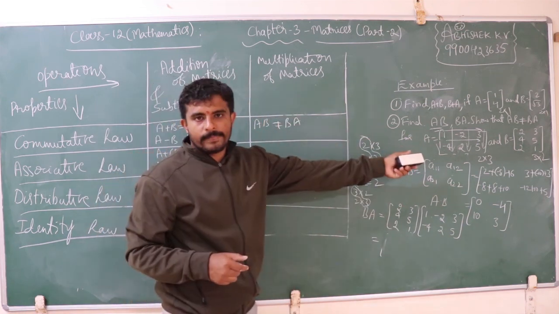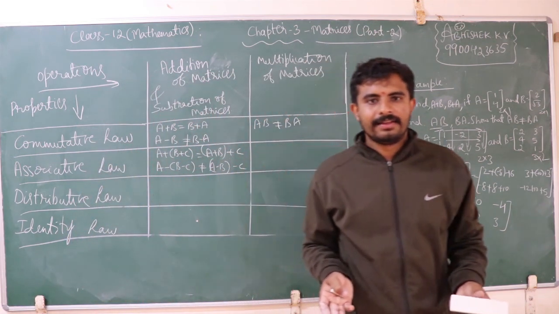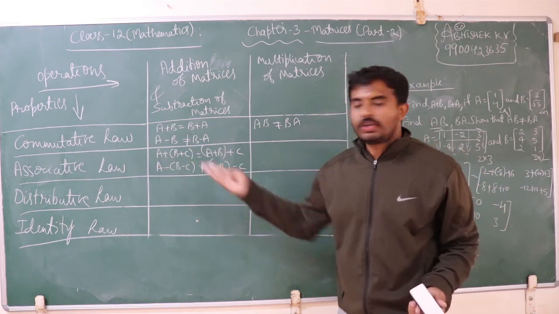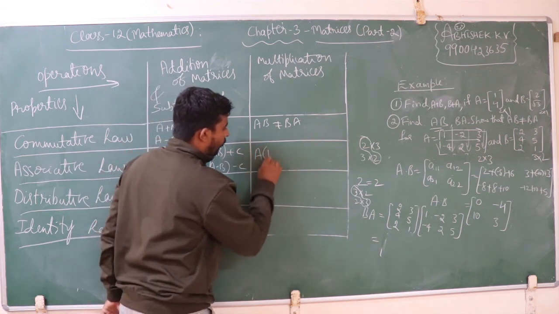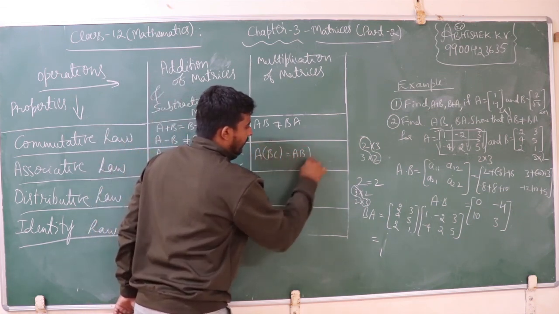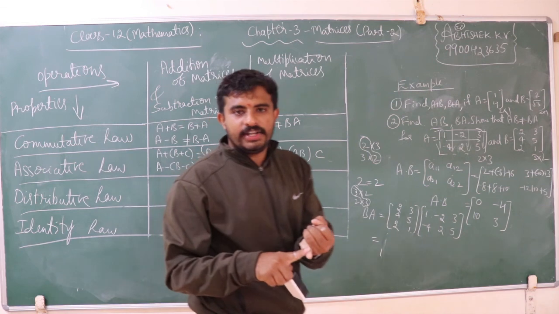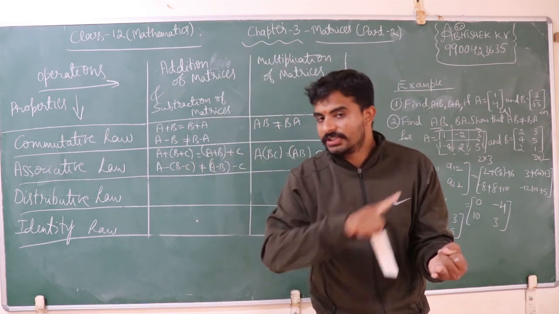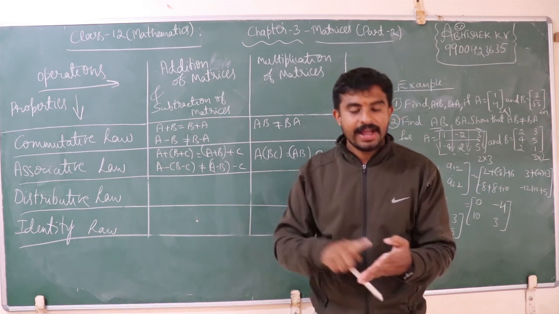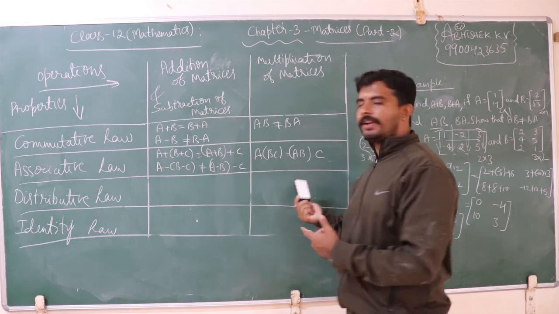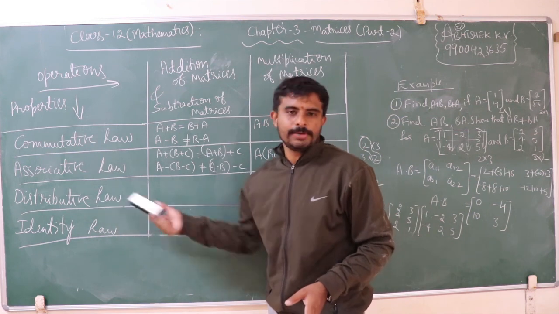So this is the example. The commutative property does not hold in the multiplication of matrices. Is it clear? What about the associative law? It holds. Consider any 3 matrices: A(BC) is equal to (AB)C. Therefore, the commutative law holds for addition of matrices but does not hold for multiplication of matrices. The associative law holds for addition and also holds for multiplication of matrices for the respective order.